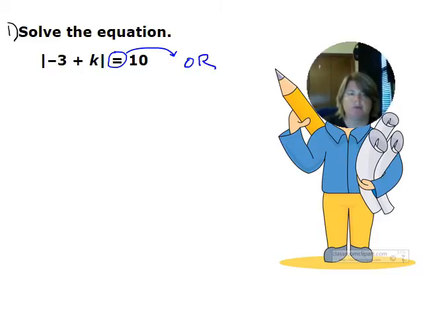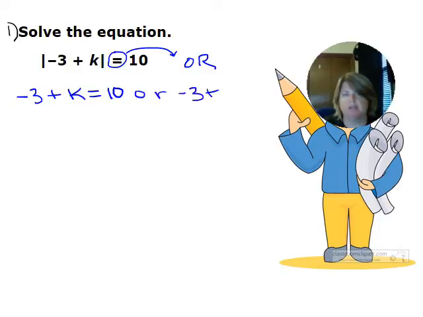So we're going to write it without the absolute values. I copied it exactly like it is, except for the absolute values. Then I write or, and then I write the part inside the absolute value again without the absolute value, except this time I write a negative 10. So we can look at where it is on the right side and the left side of the graph. Now we're going to solve these two equations.